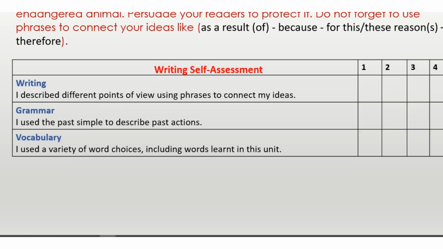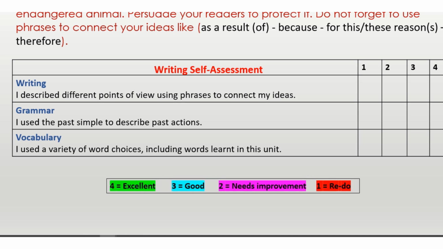Okay, and this is the matrix, how to evaluate it. Writing: I describe different points of view using phrases to connect my ideas. Grammar: I use the past simple to describe past actions. Vocabulary: I use a variety of words, different words, including words learned in this unit. Okay, if you do this, I am sure you will get the full mark.